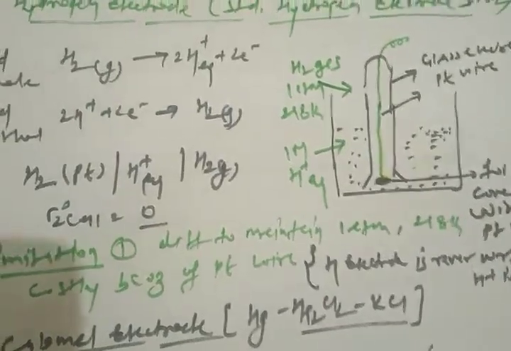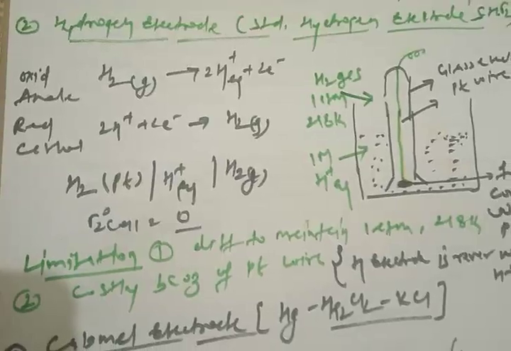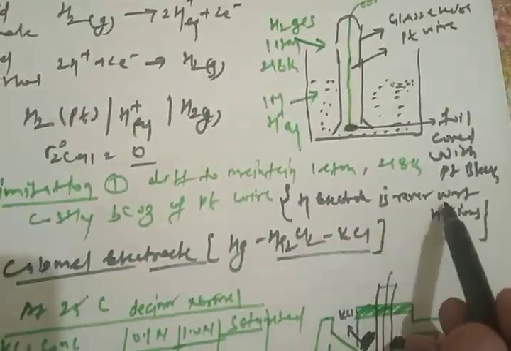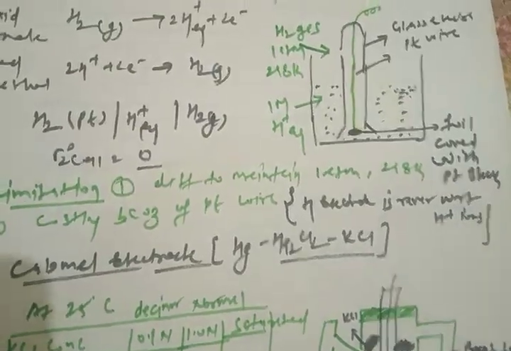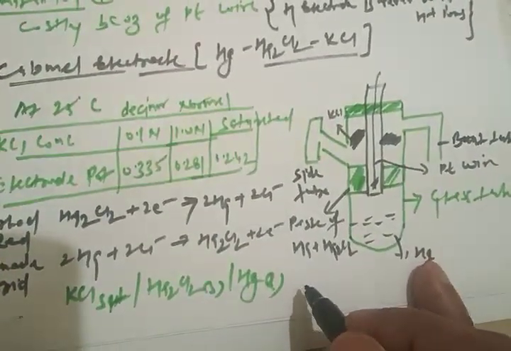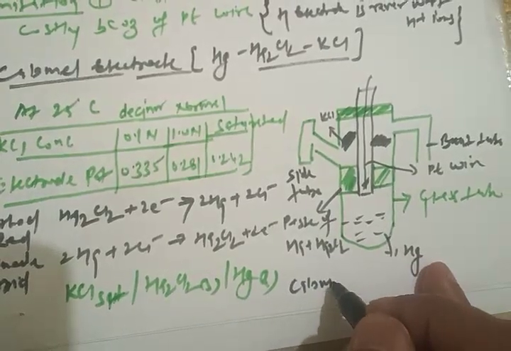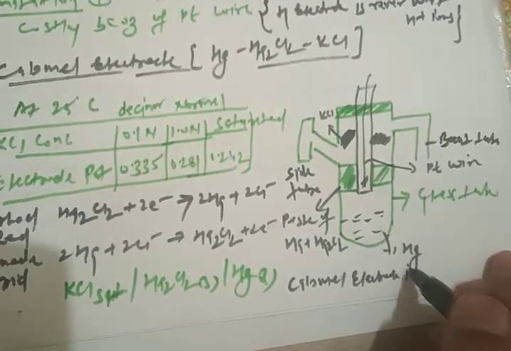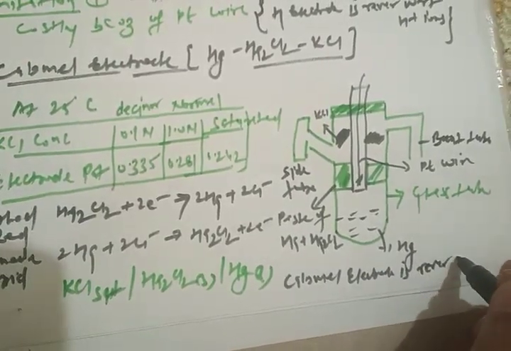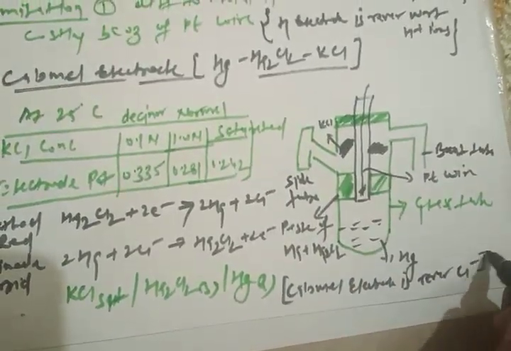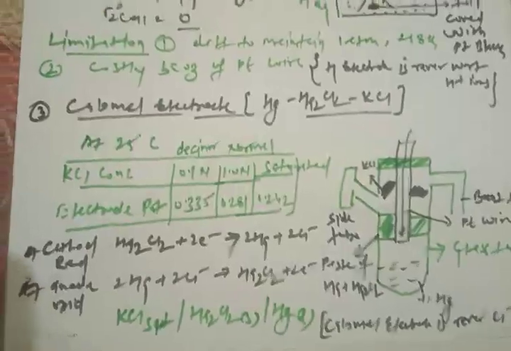Okay. In the previous lecture, the second lecture, we had discussed reversible and irreversible cells. So the hydrogen electrode is reversible with respect to H plus ion, and the calomel electrode is reversible with respect to chloride ion. So this you need to keep in mind. Got it?